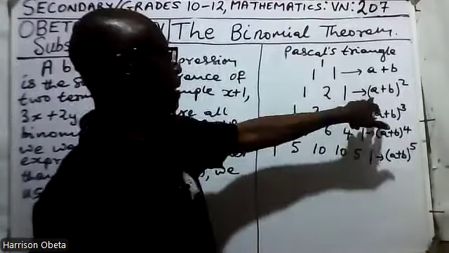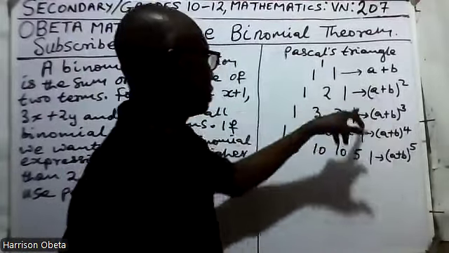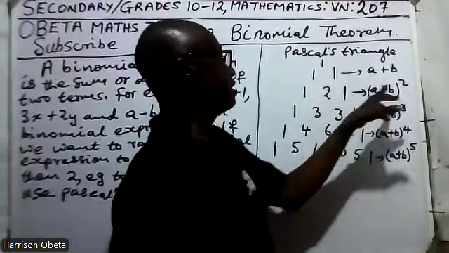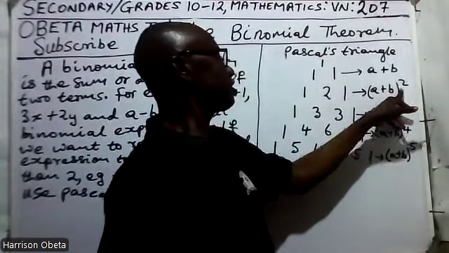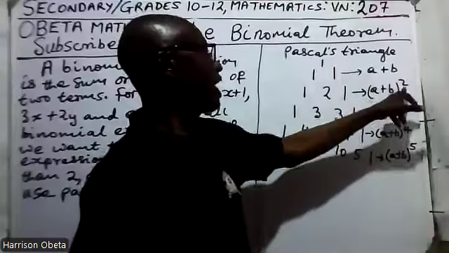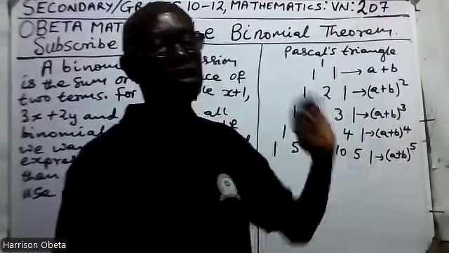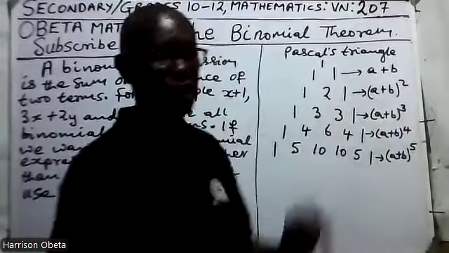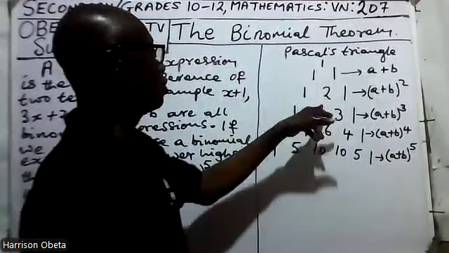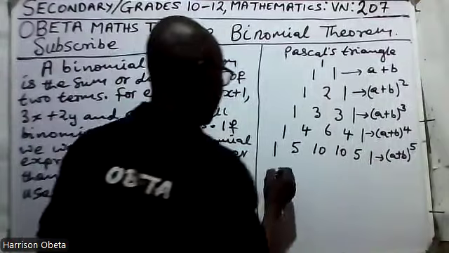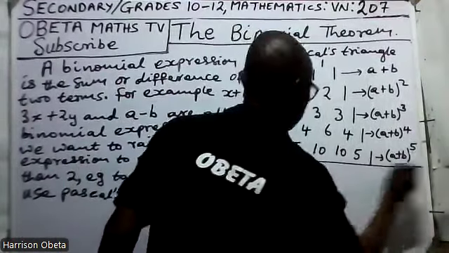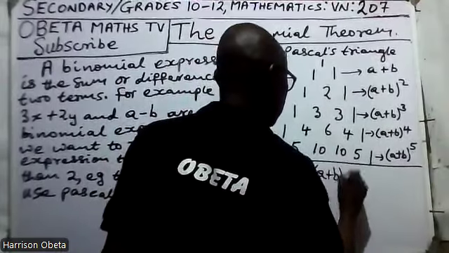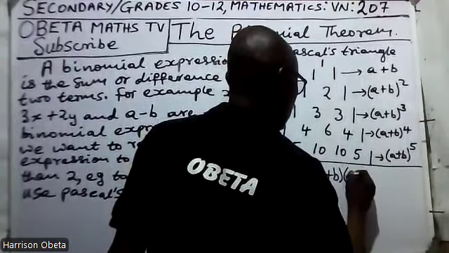For example, if you expand a plus b raised to 2, you are going to get something like this. And again, you discover that the first coefficient, which is 1, will have the highest power. It will continue to decrease until you get to the least. So let's take a plus b raised to 2, for instance, and see whether we are going to arrive at this. You know that a plus b raised to 2 is the same thing as a plus b into a plus b.